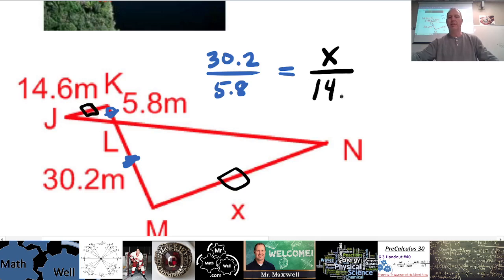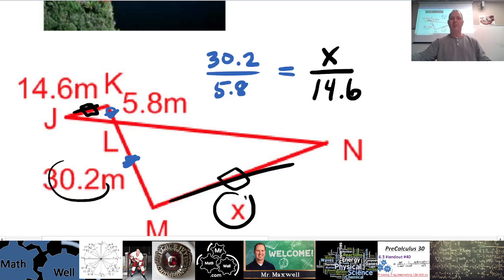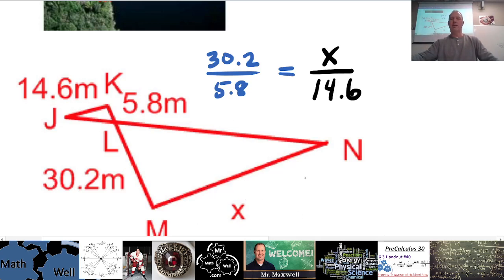Excellent, excellent. Thank you very much. So the x side is corresponding with this side. And so because we have the 30.2 on top, I have to put the x on top as well, and then divided by 14.6. Yes, that ratio is going to be absolutely amazing. So great job. Okay, so let's figure that out.